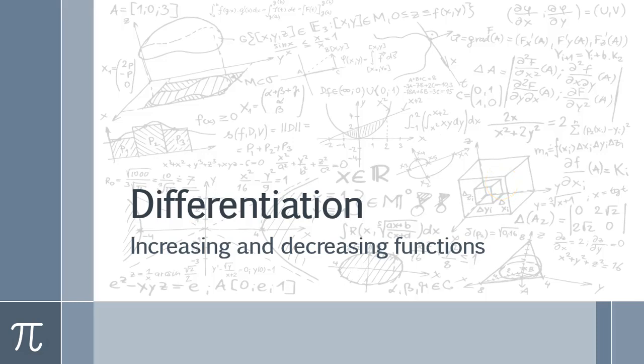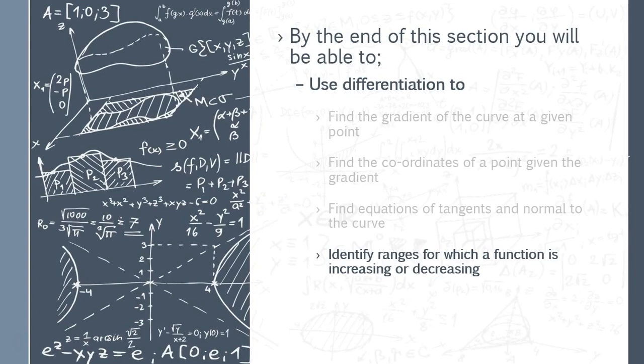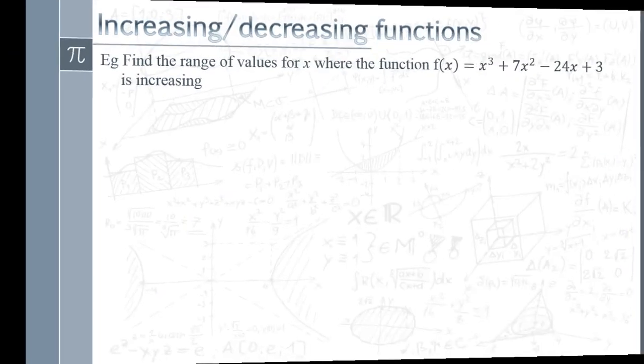Hi, and welcome to our third and final video on this section on using differentiation. And in this one, we're going to be having a look at when functions are increasing and decreasing. So what we're going to do is identify ranges of values for when the curve has got positive gradient, i.e. it's going up, it's increasing, or it's got a negative gradient, i.e. it's going down, it's decreasing.